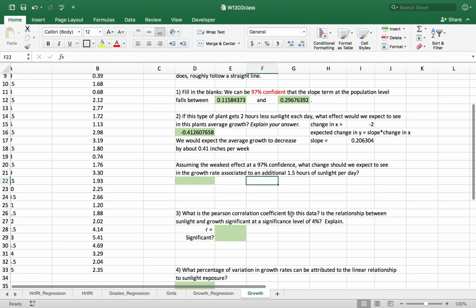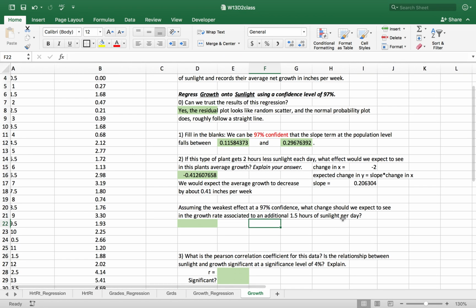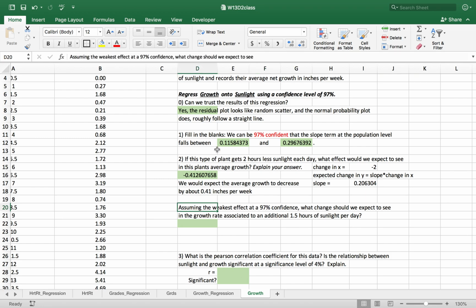All right. Now, assuming the weakest effect at 97% confidence, what change should we expect to see in the growth rate associated to an additional 1.5 hours of sunlight per day? So in this case, for this follow-up question, we're picking a new change in x, and now we're referencing a confidence level. So we are going to use that confidence interval estimate for the slope term to answer this. And they're talking about the weakest effect. So we have to think carefully about what the weakest effect would be in this particular context.